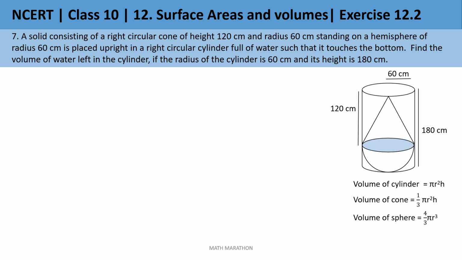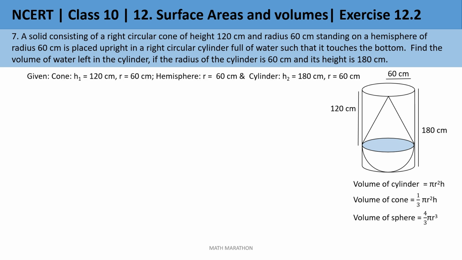I have drawn a diagram. I have shown a cone standing on a hemisphere placed in a cylinder. We have the following information. Consider cone. Height h1 is 120 cm. Radius r is 60 cm. Consider hemisphere. Radius r is 60 cm. Consider cylinder. Height h2 is 180 cm. Radius r is 60 cm.